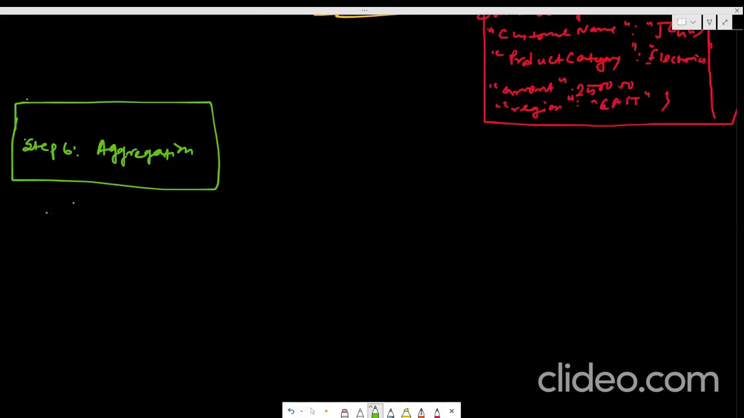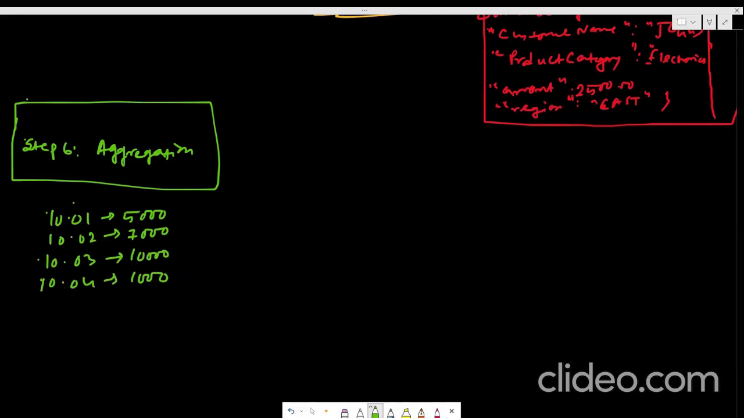So we get the data as, suppose, at 10.01 the revenue generated is 5,000. At 10.02, it is 7,000. Then at 10.03, 10,000. Now at 10.04, 1,000. And at 10.05, 2,000. Okay. So we need to calculate the total sales for every 5 minutes, right?